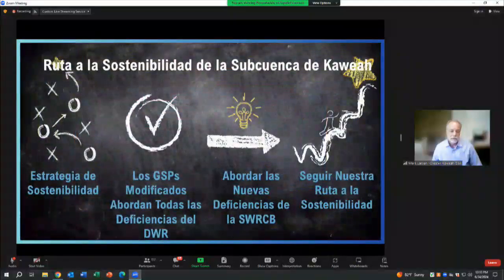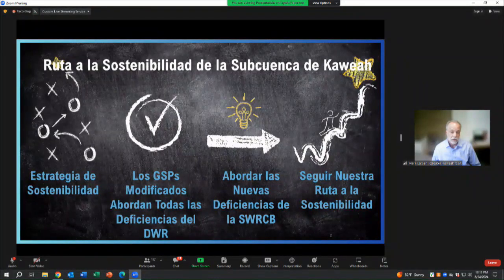Our presentation today will consist of 4 items: our sustainability strategy, the recent revised GSPs that address DWR's deficiencies, how we are in the process of addressing the State Board new deficiencies identified in the letter and the draft staff report, and finally, our continuing path to reach sustainability. Next slide.